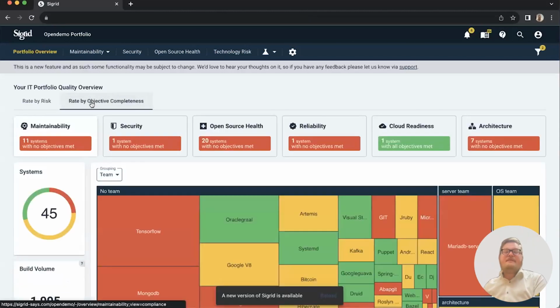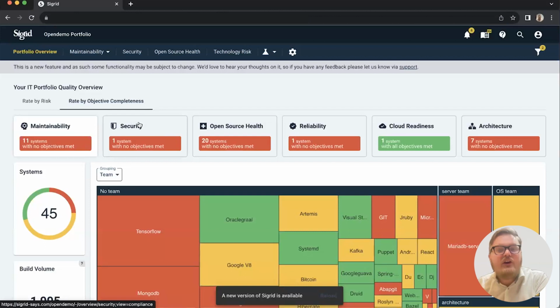If I open this tab, immediately the picture changes. So what you can see on the left-hand side of the screen is that the maintainability tab is encircled in white, showing that 11 of the systems in here out of the 45 have met none of the objectives set in terms of maintainability.